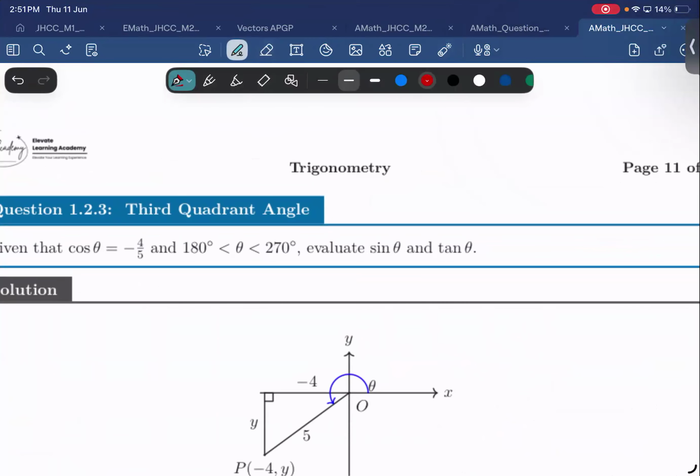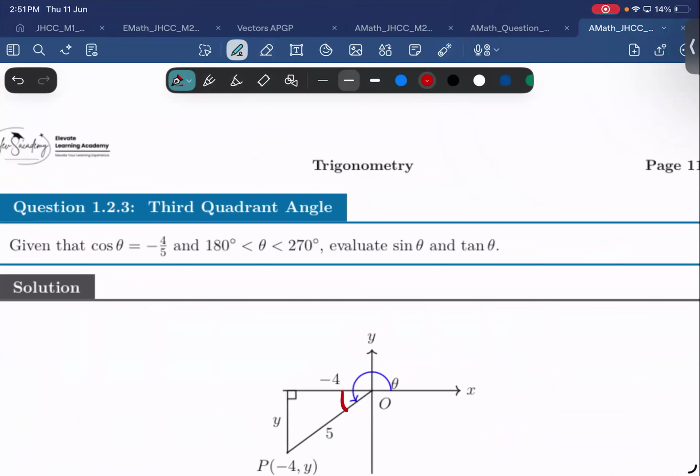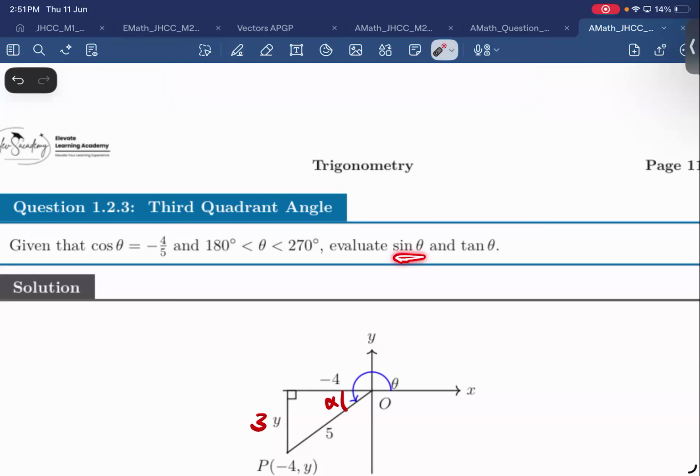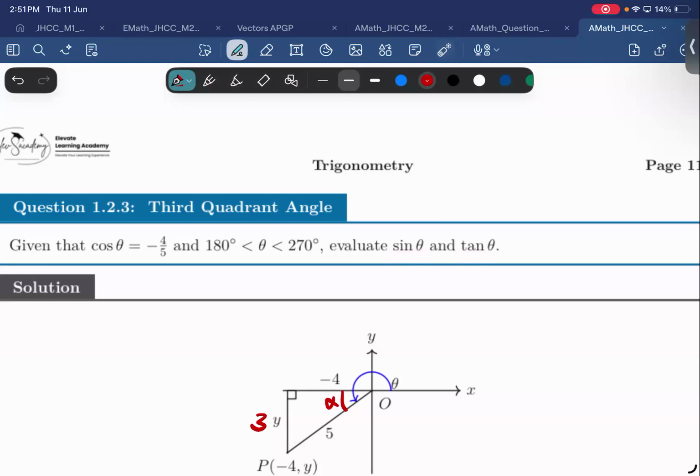In the reference angle method, this will be alpha. Then this will be 3. Use Pythagoras theorem, or you can just memorize that if the hypotenuse is 5 and one of the sides is 4, then the other side will be 3. So for alpha, we are asked to find sine theta and tangent theta, so we should find sine alpha and tangent alpha.